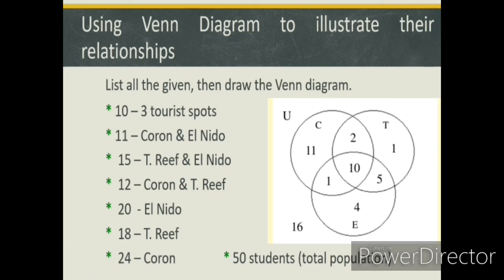So, going back to the question, how many of them did not go to the 3 tourist spots? It is found in the universal set, and that would be 16. Only 16 students went to Palawan province, but not to the 3 tourist spots.